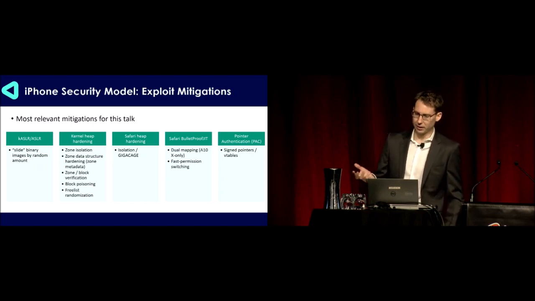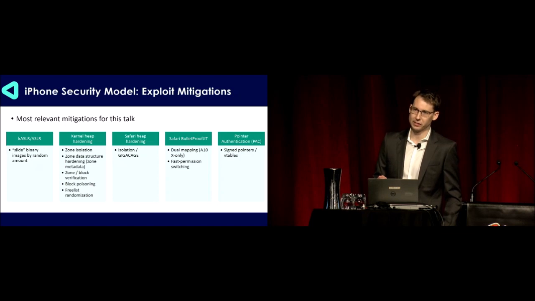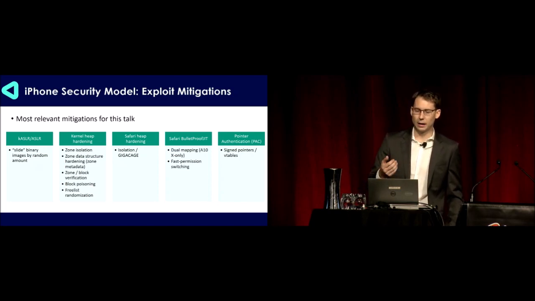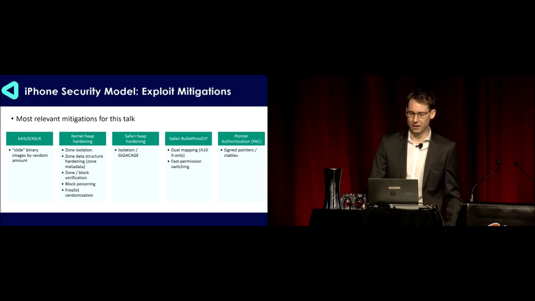Safari has also done its own heap hardening. Again, it has an isolation strategy, most recently one called the GigaCage. The idea is that objects of certain types are segmented off from objects of other types in the heap. So when you try to do a use-after-free or something, you can't replace a freed object with arbitrary data contents. You're restricted to only replacing it with other objects of the same type.